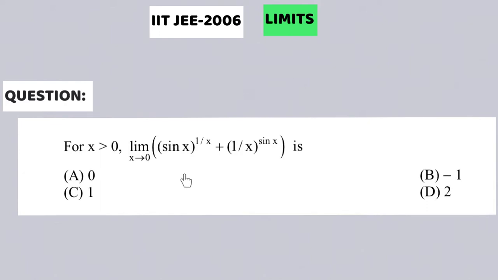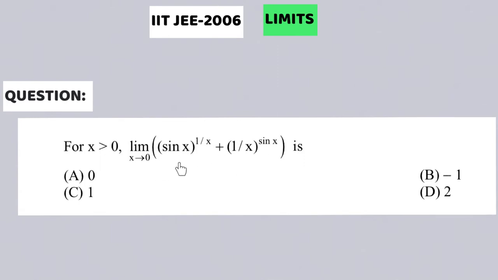You must remember that whenever a limit is given in the f(x) to the power g(x) form, we have to use the properties of logarithm. We have to take the log on both sides. After that, in such types of problems, we will always use the L'Hospital rule after taking the log.